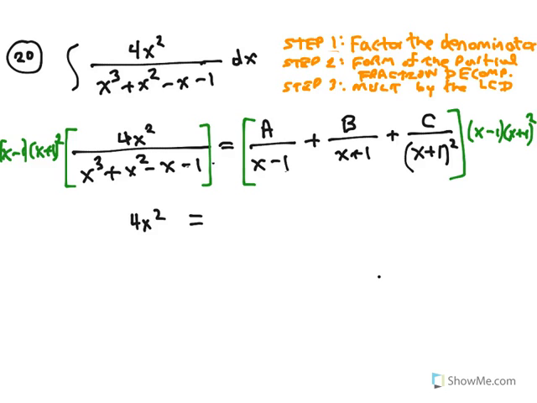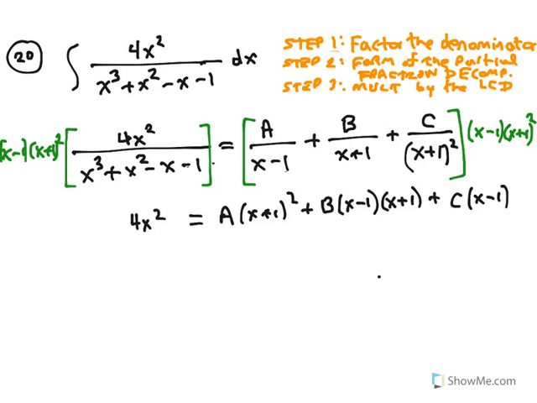When you multiply it on the right side, you will distribute it to each partial fraction. When you distribute it to the first partial fraction, it will cancel with the x minus 1 in the denominator, leaving you with a times x plus 1 squared. When you distribute it to the second partial fraction, it will cancel with the x plus 1 in the denominator, leaving you with b times x minus 1 and the other factor of x plus 1. And when you multiply with the third partial fraction, it will cancel with the x plus 1 squared in the denominator, leaving you with c times x minus 1.